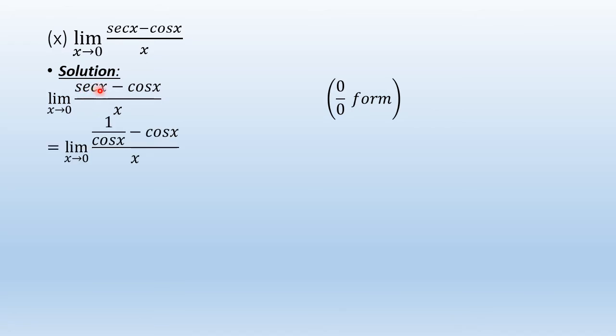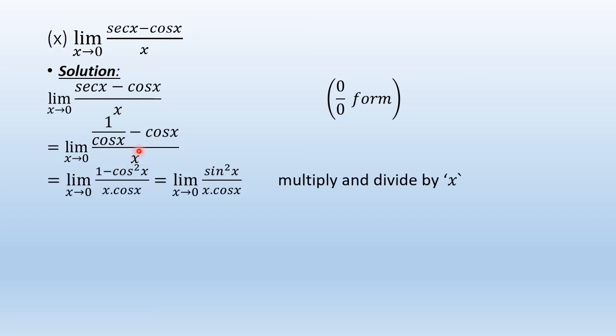Part 10. Limit when x tends to 0, (secant x minus cos x) divided by x. First observation, it is in 0 by 0 form. That is, if we apply x equals 0 directly, we are going to get 0 by 0, which is not defined. So we try to adjust it. For that, we are going to write this secant x as 1 by cos x, and then we can take the LCM. And when I take the LCM, I get 1 minus cos square x by cos x, and then I write this cos x over here.